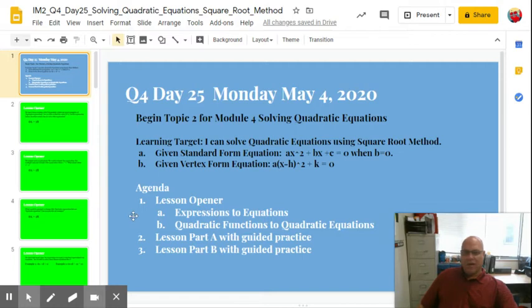And then we're going to be looking at quadratic functions, what we've already learned earlier this quarter, and then making that transition, that step to quadratic equations, what the relationship is there. Then the lesson will be in two parts with guided practice, and then that'll be it for today. And then tomorrow's lesson, you'll get the practice assignment.